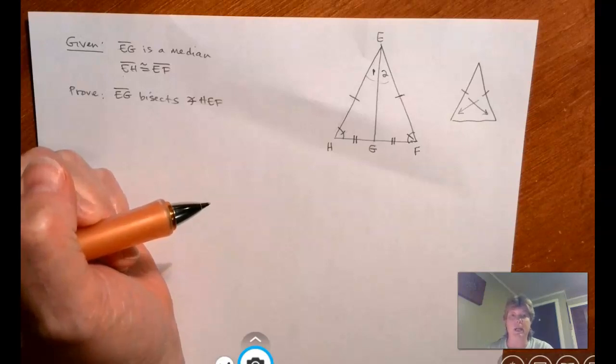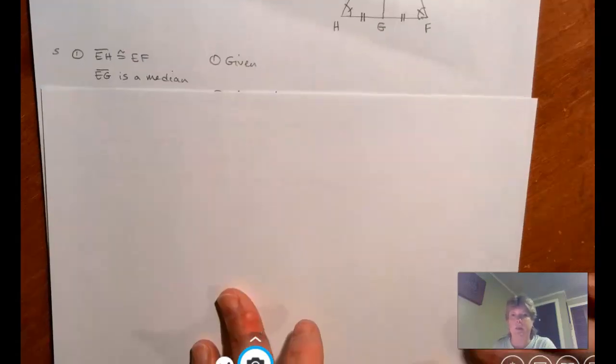So why don't you take a minute right now and see if you can actually write up that proof, and then you come back and compare, and we'll see how it went for you. All right, so let's take a look at the proof then.